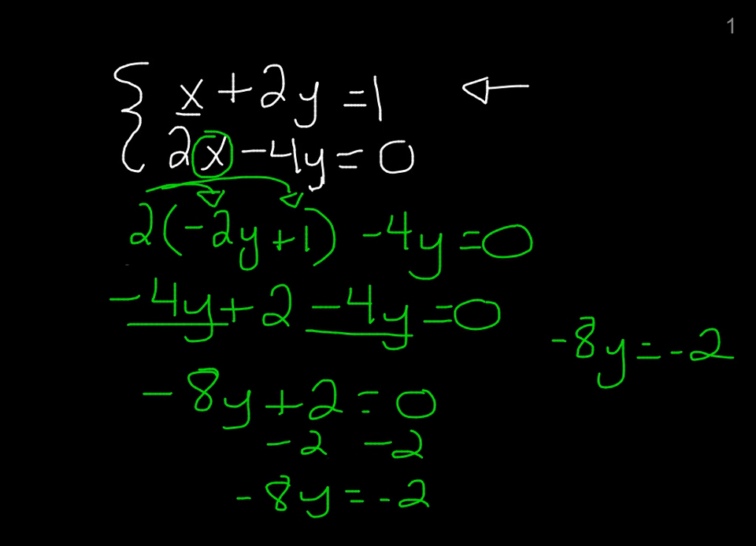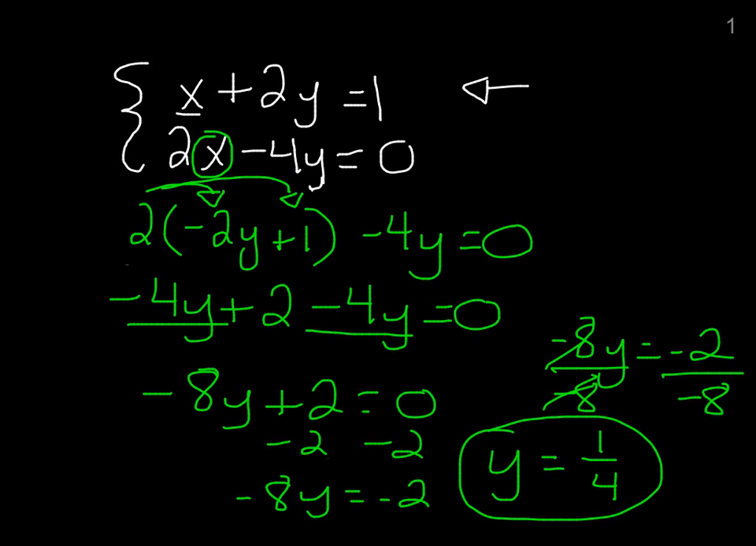And now I'm going to divide each side by negative 8. It cancels that out. And negative 2 divided by negative 8 is a positive because the negatives cancel out, and then I'll reduce the 2 eighths to 1/4. So I end up with a fraction for one of my variables. So now I'm going to take that 1/4 and plug it in for y back in this top equation for that y. And I'll do that on the next page.